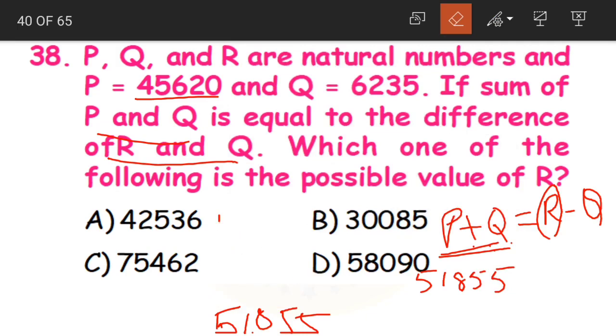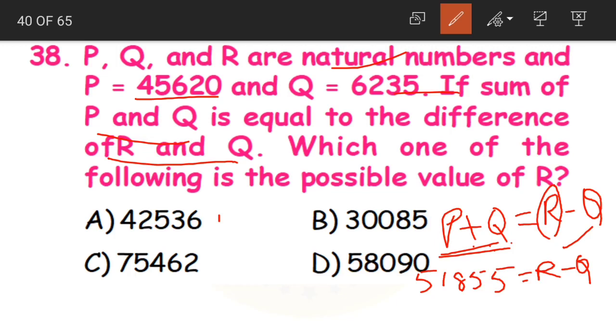Now P plus Q is equal to R minus Q. And we know the value of Q, right? Q is equal to 6,235. Now we know the difference, and we know the subtrahend, the smaller number. We should find out the minuend, that is R here, that is our larger number.